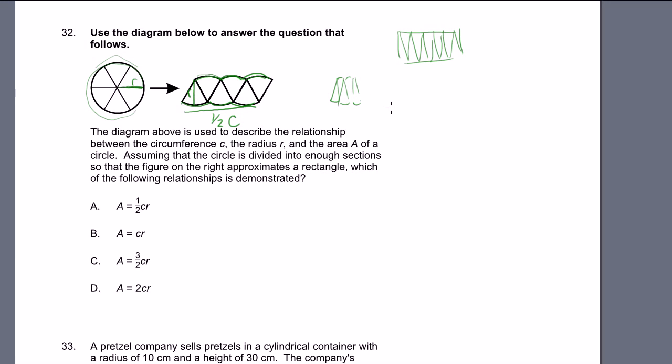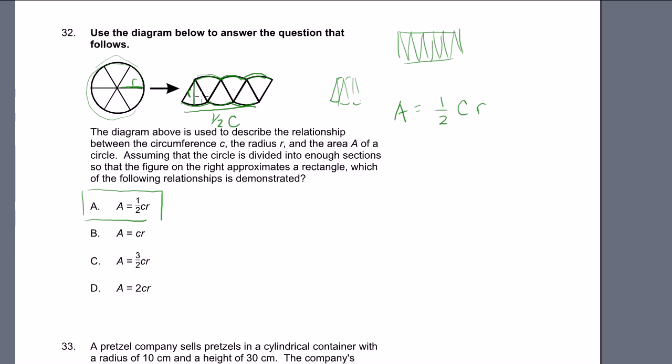So the area of the rectangle, which is the same thing as the area of this circle, because all we did is we just kind of cut up the circle and rearranged it into a rectangle, or we approximated a rectangle. The area of the circle or the rectangle is going to be the base, which is equal to 1/2 times the circumference times the height, which is the radius. And, well, lucky for me, that's actually the actual choice. Choice A. Just like that.